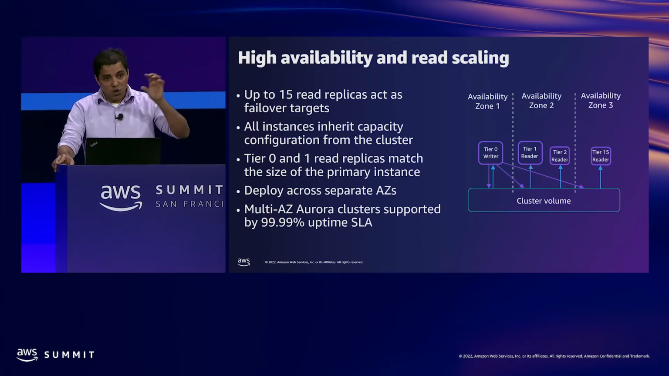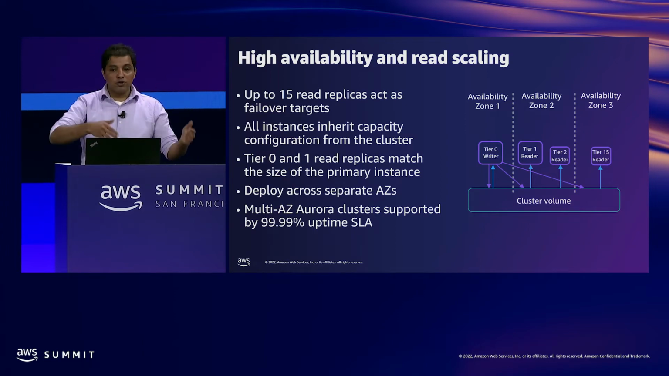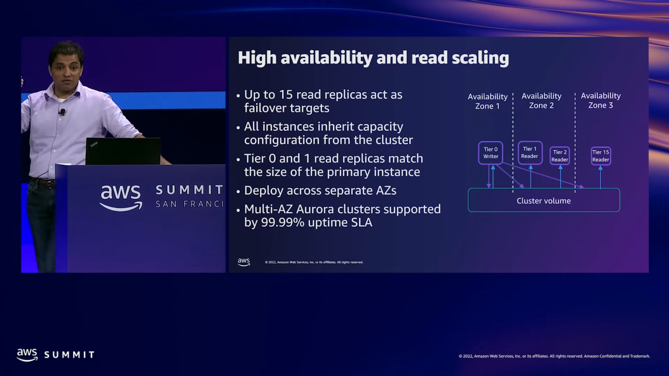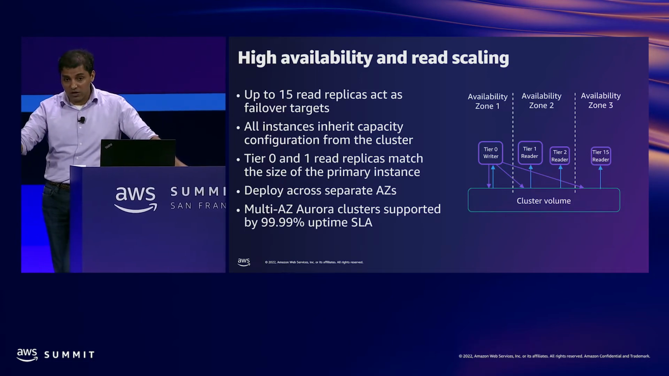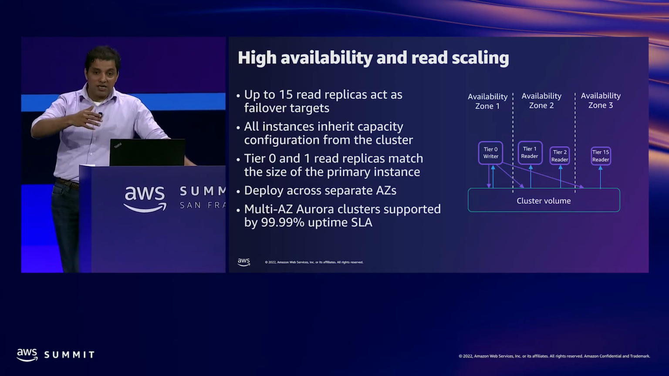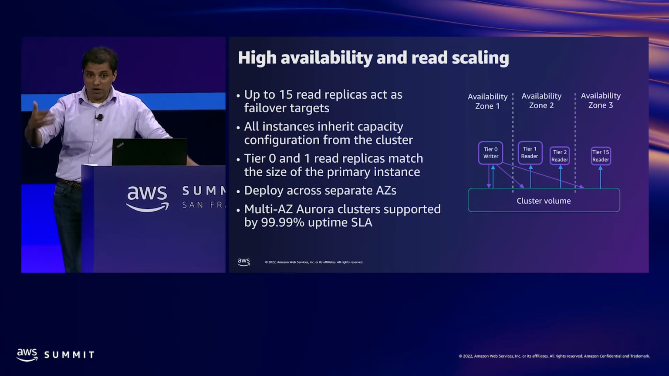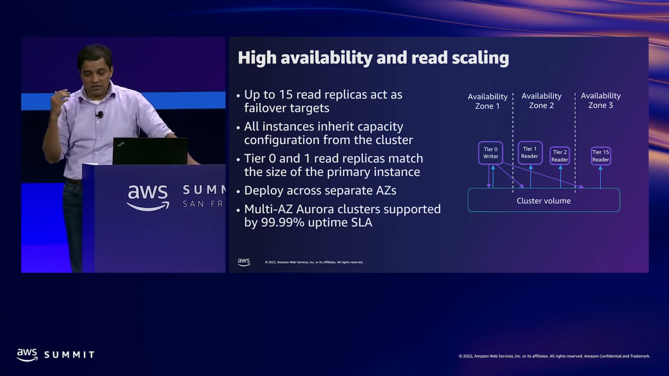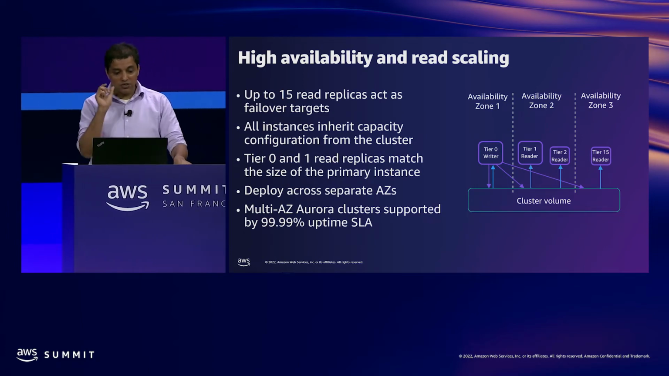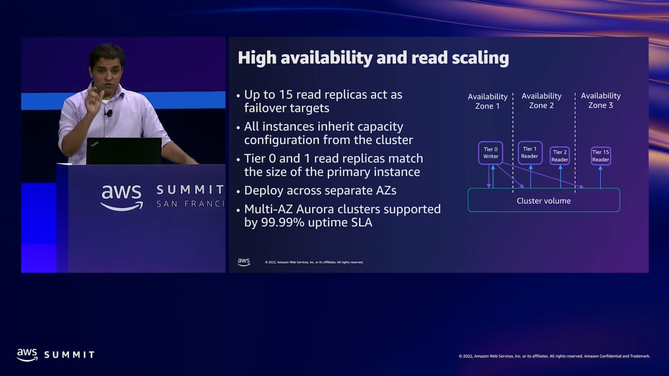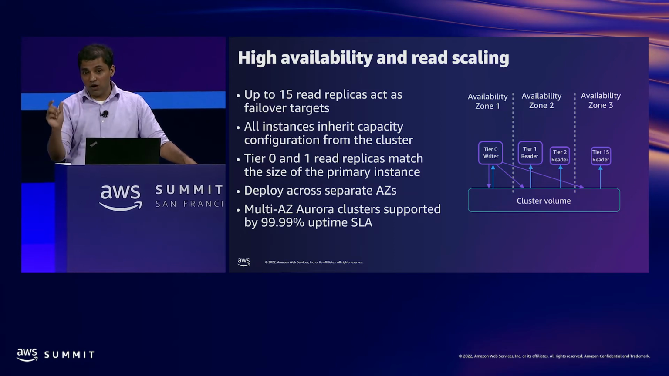Now, which node it will fail over to depends on the failover tier, or what we call the priority target. So when you create a reader instance, you can assign between 0 and 15 as a failover target. 0 means it's the highest priority, and 15 is the lowest priority. That's how it works in Aurora. But with serverless, there's a different definition here. With serverless, we have two special tiers, 0 and 1. They act as your highly available nodes. So when you fail over, you want to fail over to those nodes.